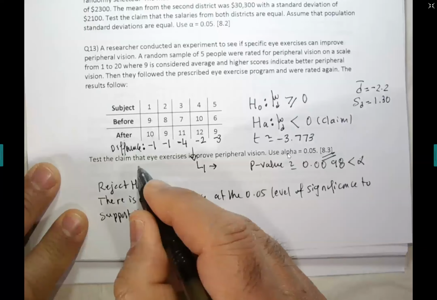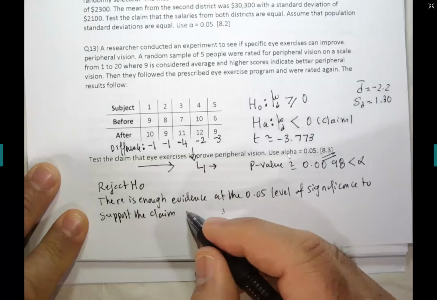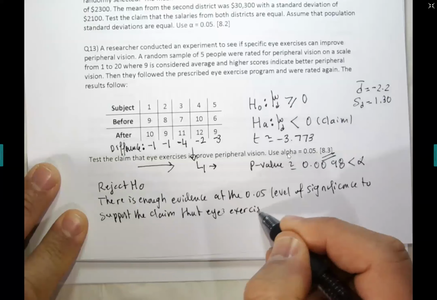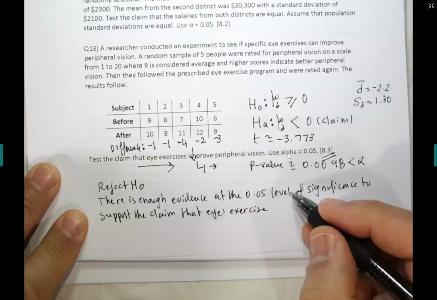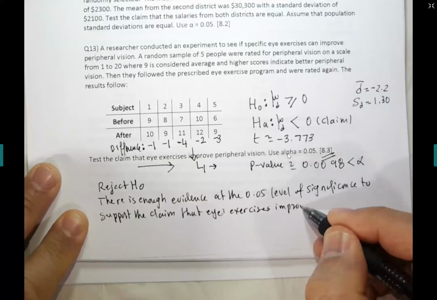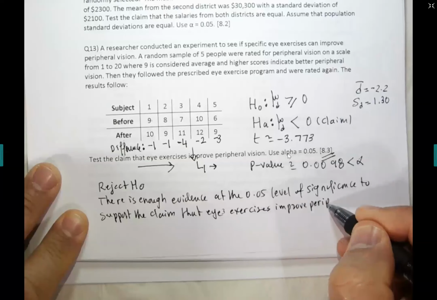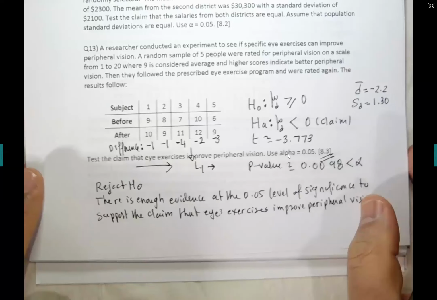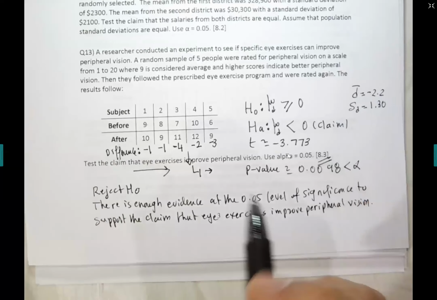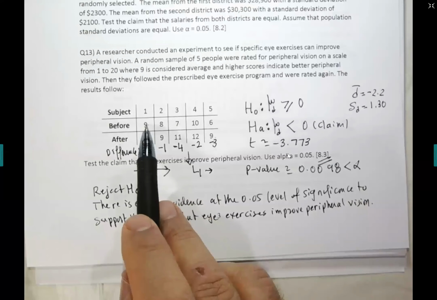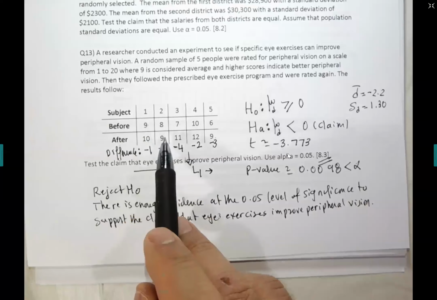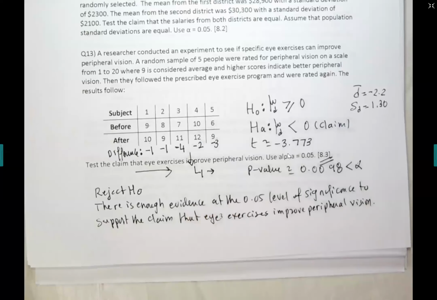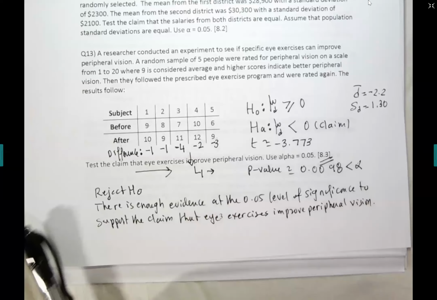that exercise improves peripheral vision. It does improve vision. And that was obvious, guys. You can see all of those people improved their vision. That went from 9 to 10, up by 1, up by 1, up by 4, up by 2, up by 3. So it looks like it works, and we were able to prove that it does work.